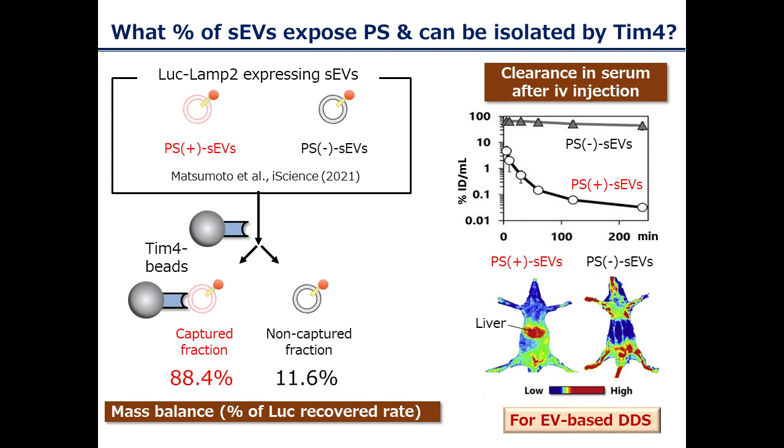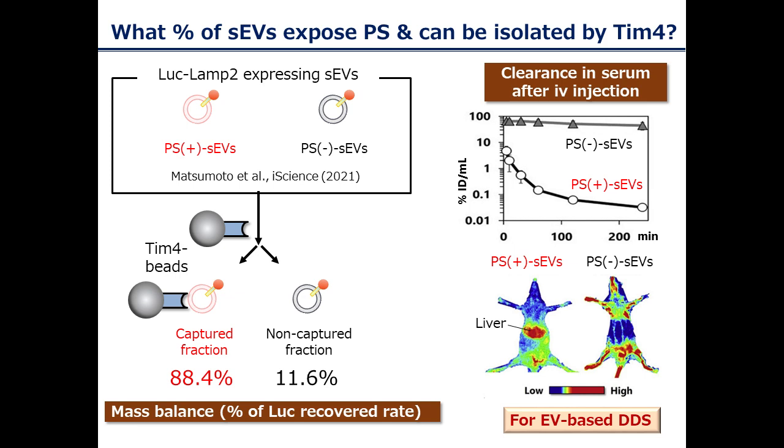Dr. Matsumoto at Kyoto University has established luciferase-expressing SEVs by fusing it with LAMP2. The bulk SEVs containing both PS-positive and PS-negative SEVs were subjected to the isolation by TIM4 method. The mass balance determined by percentage of luciferase recovered rates indicates almost 90% of SEVs were captured by TIM4 beads, and this is true to all cells they have examined so far.